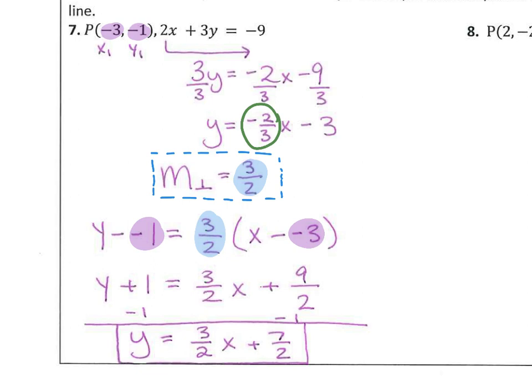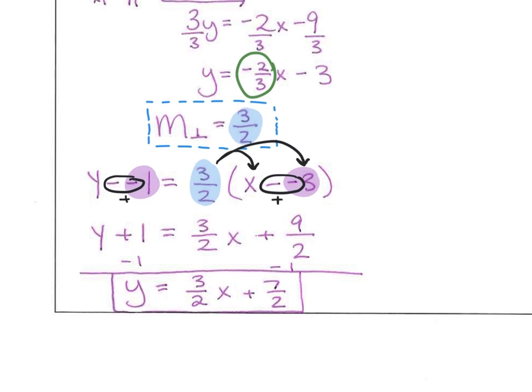Okay. After this, all I did was distribute, just like we did before. You might need a calculator since we're dealing with a fraction, but that's okay. So we had 3 over 2 times x, which is 3 over 2x. 3 over 2 times positive 3, since minus a minus is plus, is positive 9 over 2. We would also make this a positive since minus a minus is a plus. And then my last step is the same, to subtract 1.